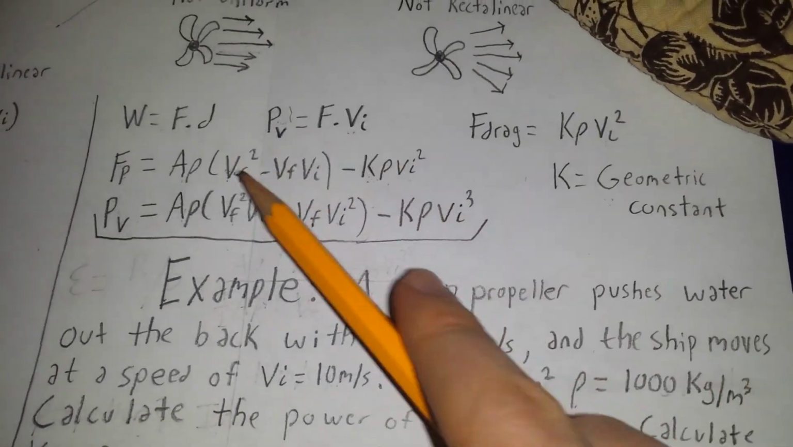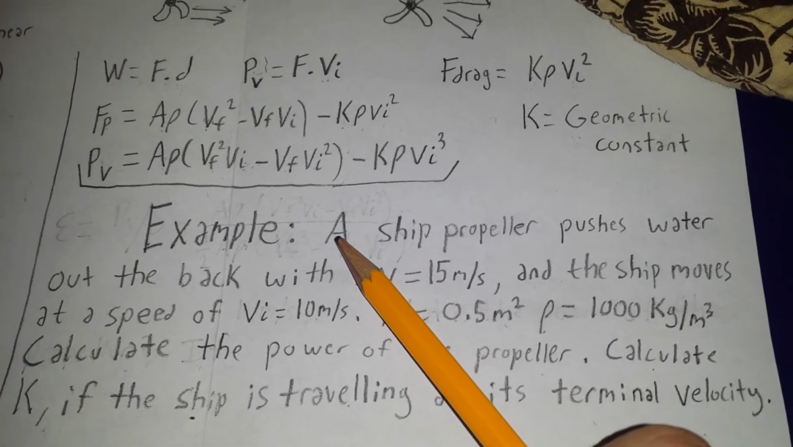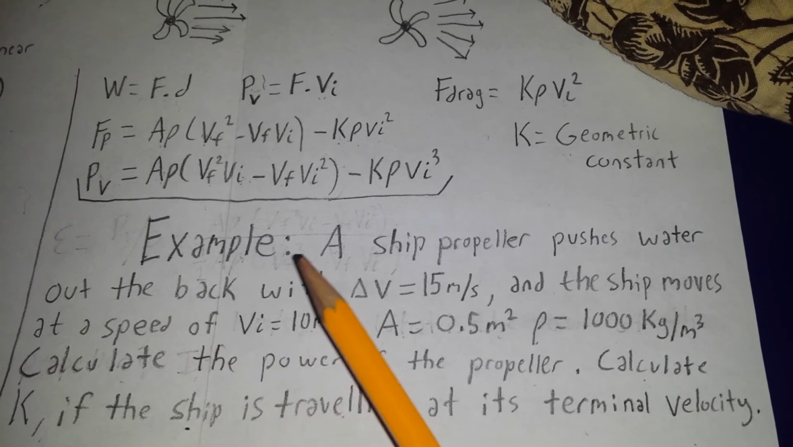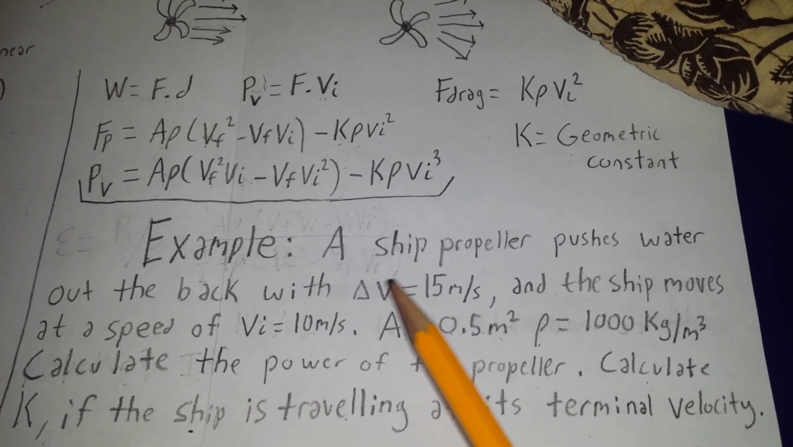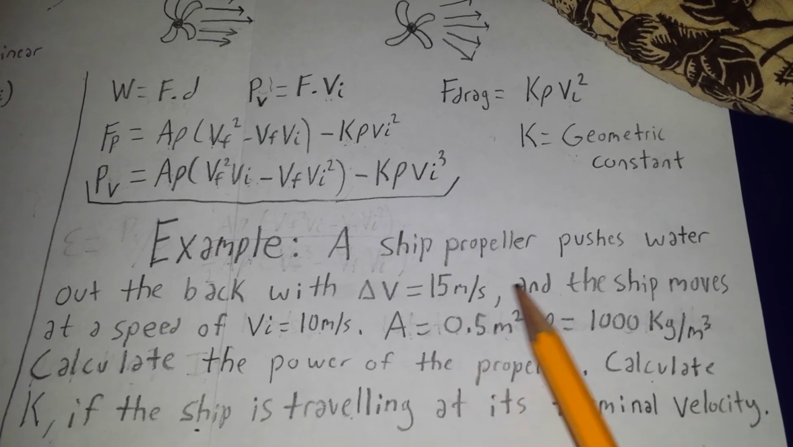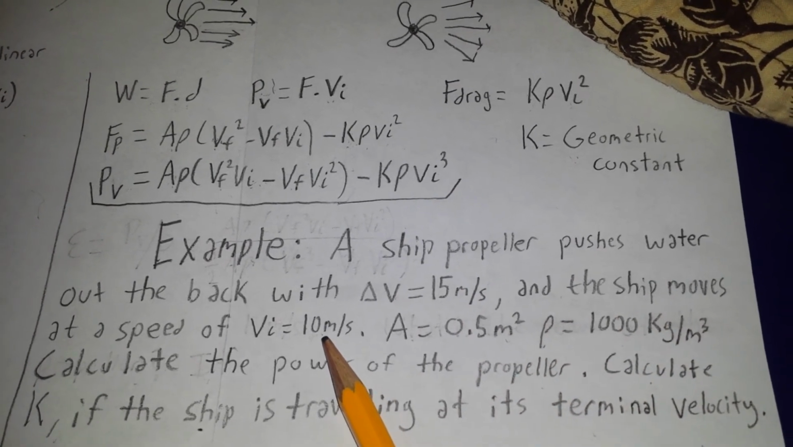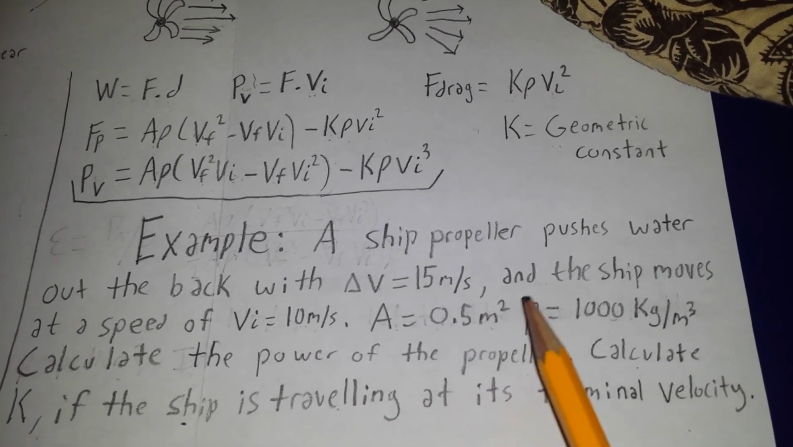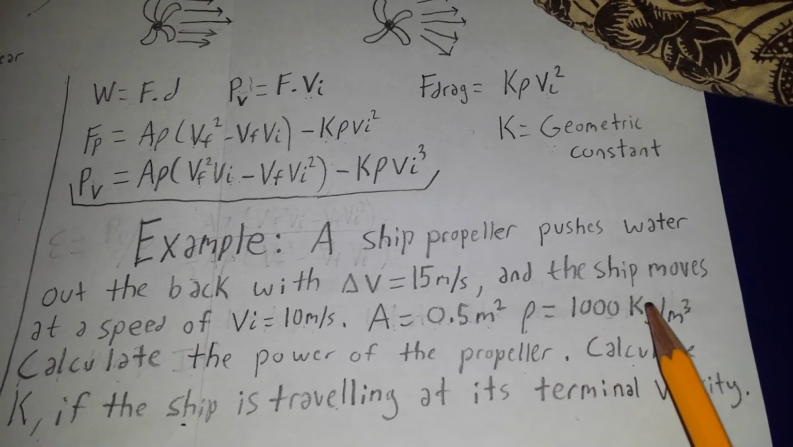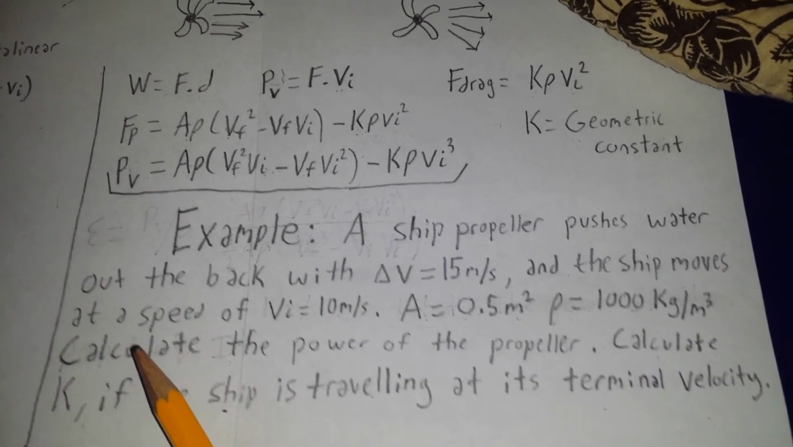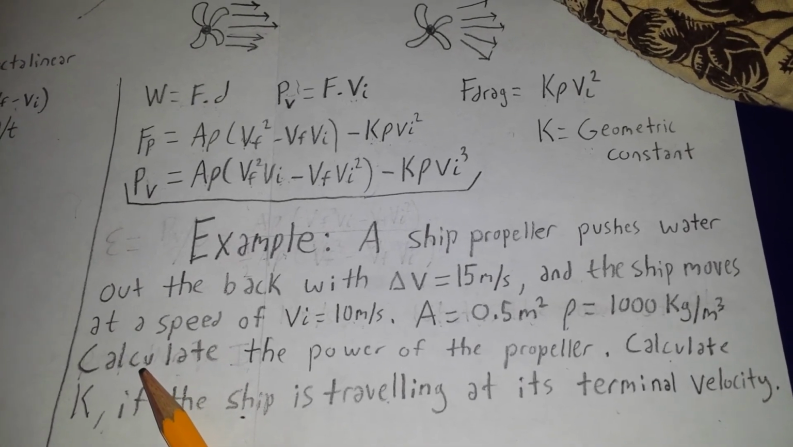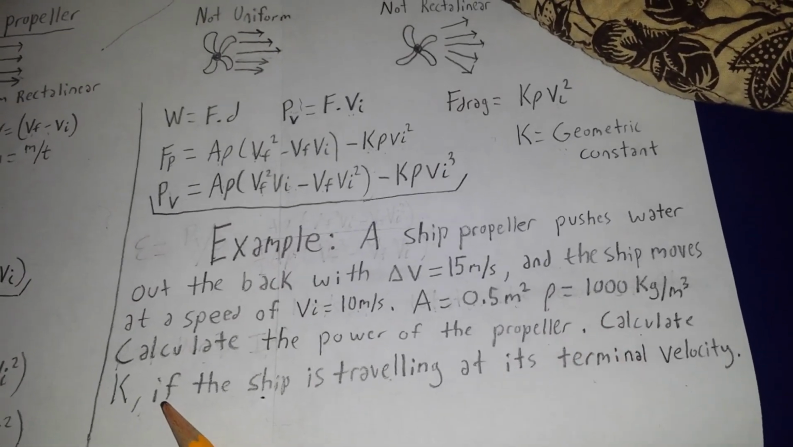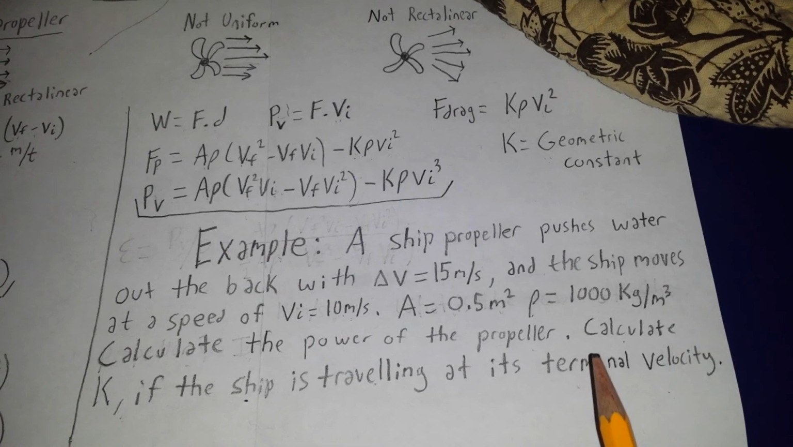Now, using these equations we've derived, here is an example. A ship propeller pushes water out the back of the propeller with a delta V of 15 meters per second. And the ship moves at a speed of 10 meters per second. The area of the propeller is 0.5 meters squared, and the density of the water is 1,000 kilograms per meter cubed. Using the equations derived earlier, calculate the power of the propeller and calculate K if the ship is traveling at its terminal velocity.